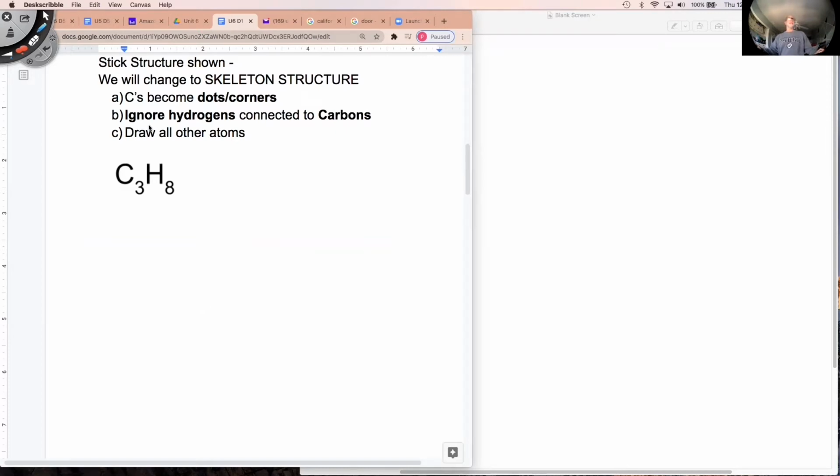So basically, we're going to go through these 3 little sets of directions here. But the first thing we want to do is draw out this structure right here. This says C3H8.